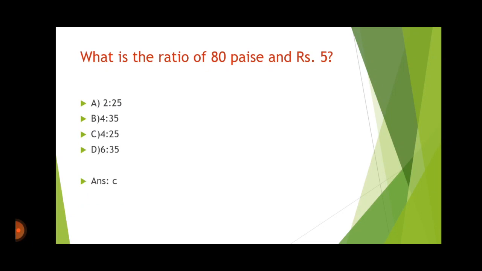So 80 paise and the second value is in rupees. So we have to convert into one unit, that is to paise. Rupees 5 can be converted to paise by multiplying 5 into 100, which is equal to 500. So 80 is to 500. Then dividing, we will get the value as 4 is to 25.